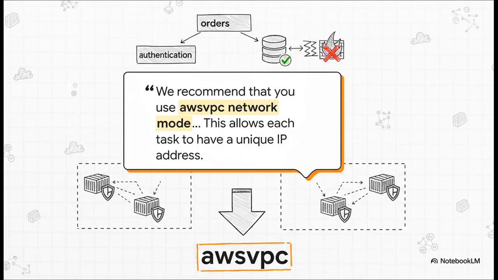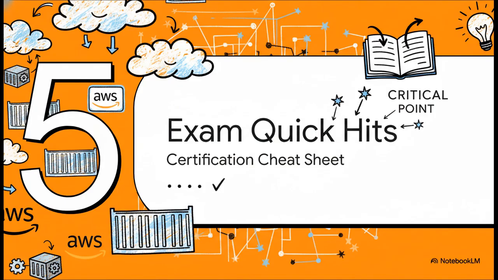Hey, don't just take my word for it. AWS's own best practice guide says it loud and clear. The ability to assign a unique security group directly to a single task is a game changer for security. It means you can create these super fine-grained firewall rules. Like you can say, my order service is allowed to talk to the database, but my authentication service is blocked. For the exam, if a question involves security and networking, AWS VPC is almost always going to be the right answer.